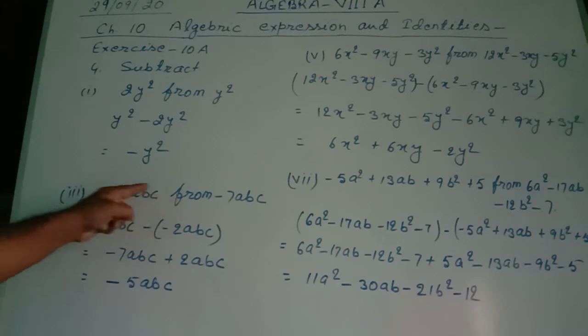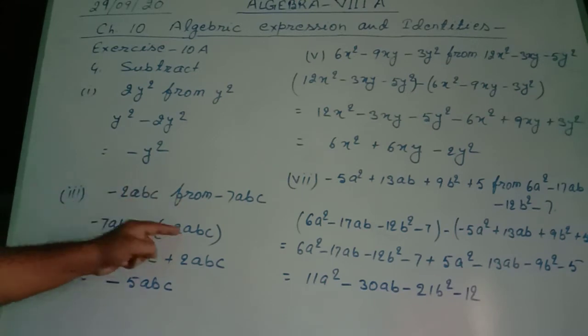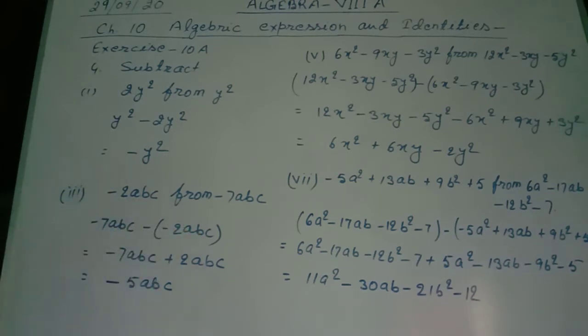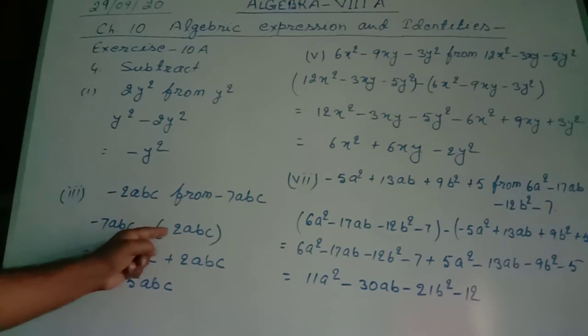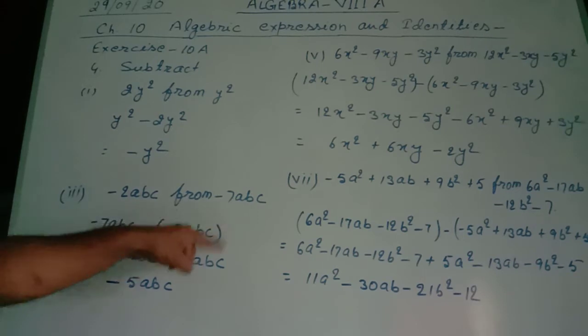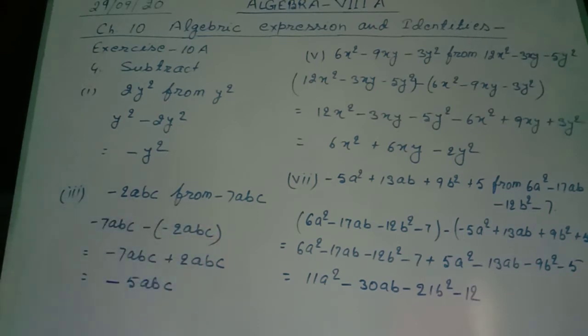Then what is written before from we write that. Before from is minus 2abc, I wrote minus 2abc, enclosing in the bracket. Why did I enclose in the bracket? Because these two same signs can't come together. To separate this minus from this minus, we enclose this minus 2abc in bracket.